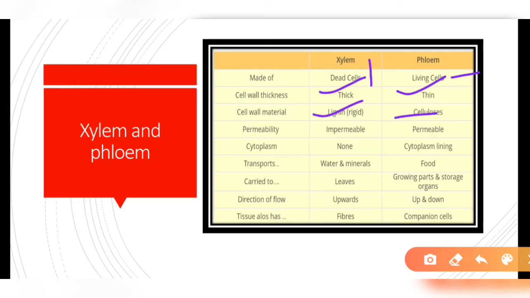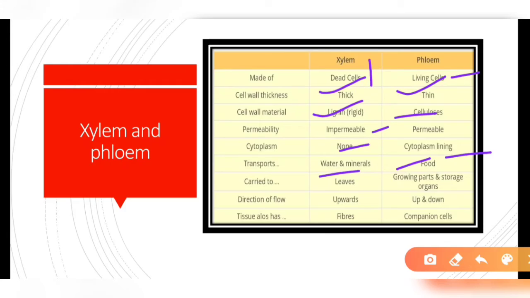The permeability: xylem is impermeable to anything except the conduction of water, and the phloem is permeable to every food and nutrient, so it can transport easily. Cytoplasm is not present in xylem because all the cells are dead, but the phloem has a cytoplasm lining, especially in the companion cells. Xylem transports water and minerals to the plant, and phloem transports food from the site of photosynthesis to the other parts of the plant.